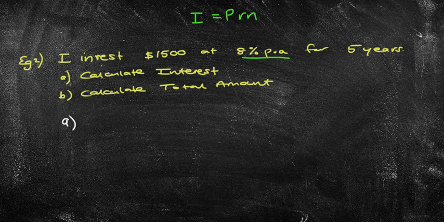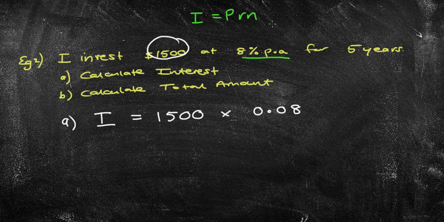So the first question says calculate the interest earned. Well, using my formula, I equals, the principal is what we start with, is $1,500. My interest rate as a decimal would be 0.08. That calculates the interest for 1 year. Our N, however, is for 5 years. So I simply need to put that into my calculator, left to right, to generate the interest earned. In this case, that equals $600. So I would earn $600 of interest over that 5-year period.